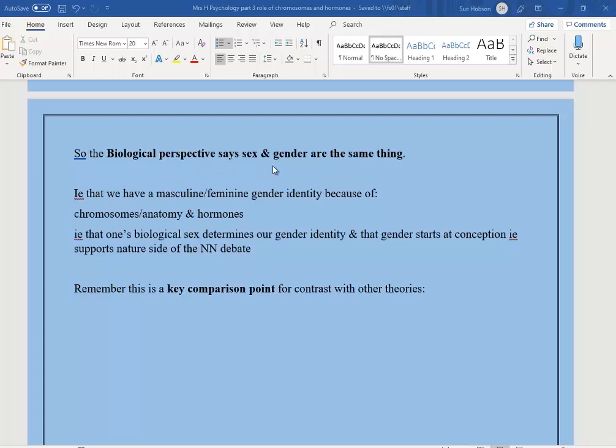Biological perspective says that sex and gender are the same thing. Okay, so we have a masculine or feminine gender identity because of these chromosomes, the anatomy and our hormones. In other words, that our biological sex is determining our gender identity. And that's quite useful for a comparison point for other theories. So I've included it in here.